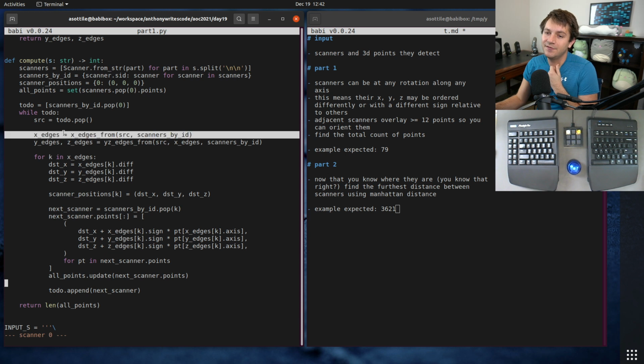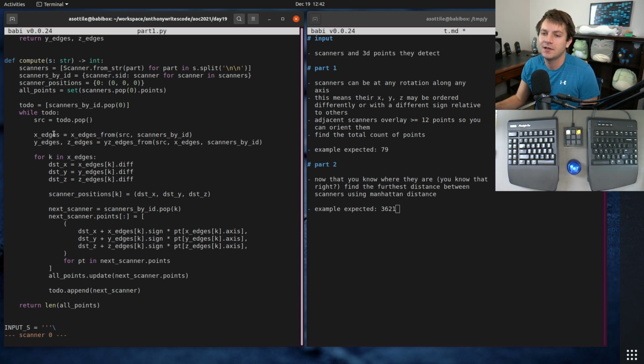So this is me trying to figure out the potential other scanners that line up on these three axes. And in the sample data, they end up always overlapping. I don't think that is necessarily true, but I made that assumption and simplified based on that.